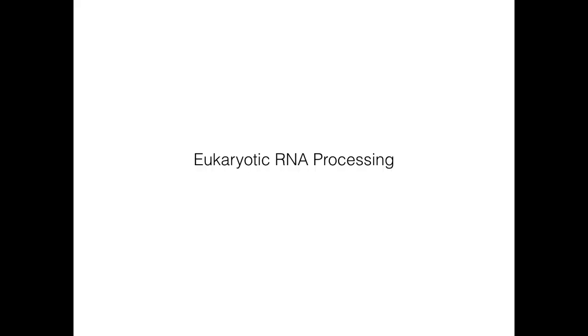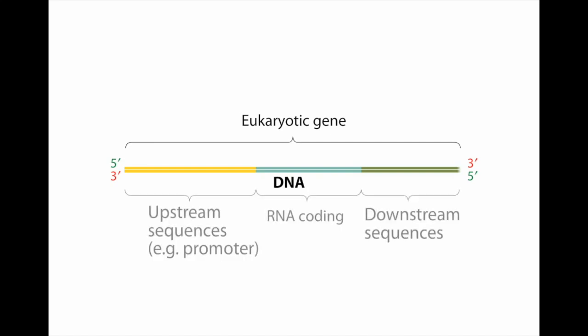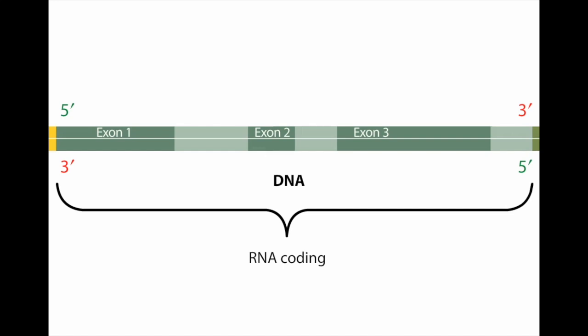Once an RNA is transcribed, it is subsequently processed, so it is ready for translation. And this involves things such as splicing and polyadenylation. Here is an overview of this process. A eukaryotic gene is composed of upstream sequences such as the promoter, the RNA coding region, and downstream sequences. Many RNA coding regions consist of coding regions called exons and non-coding regions called introns. Many genes also contain a 3' consensus sequence.